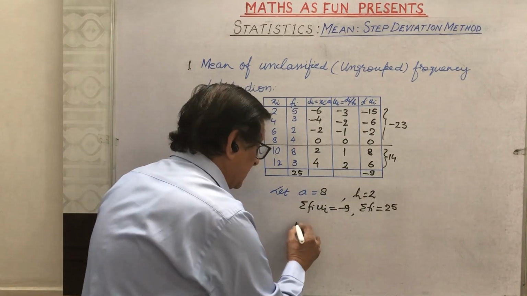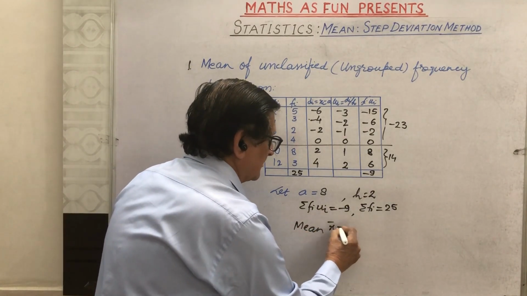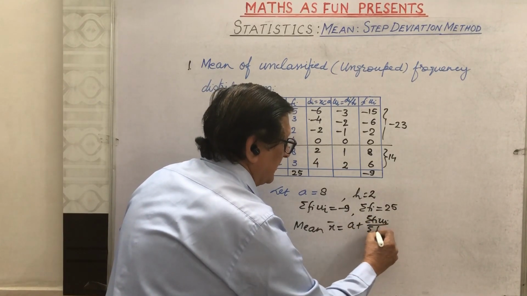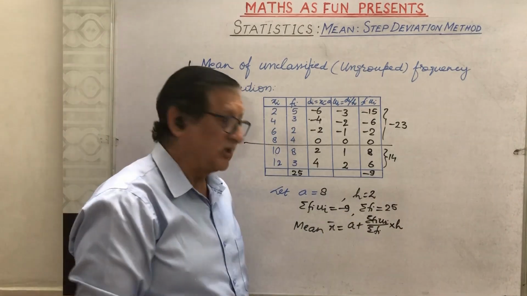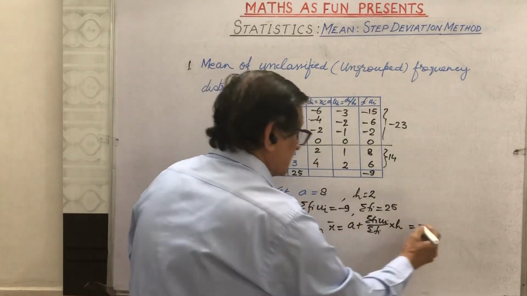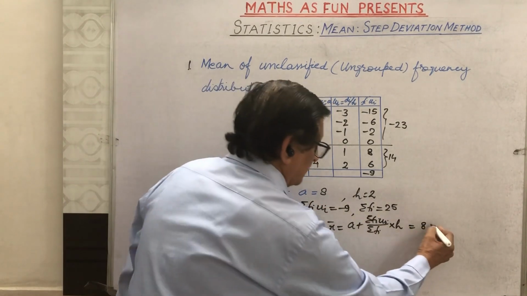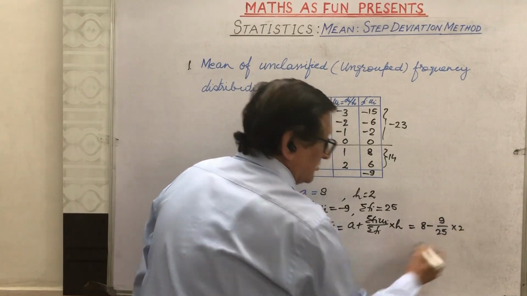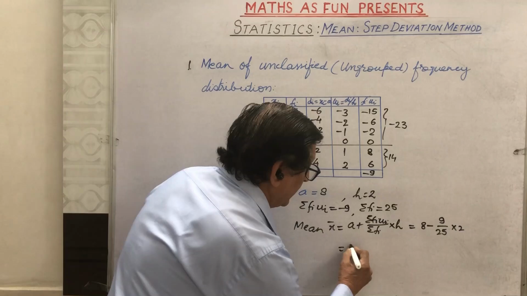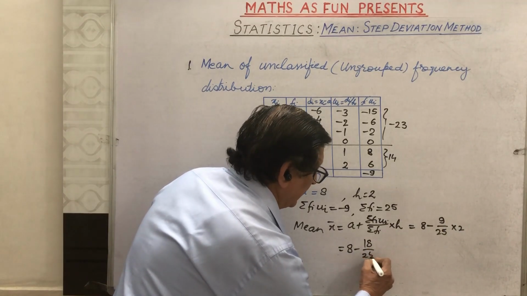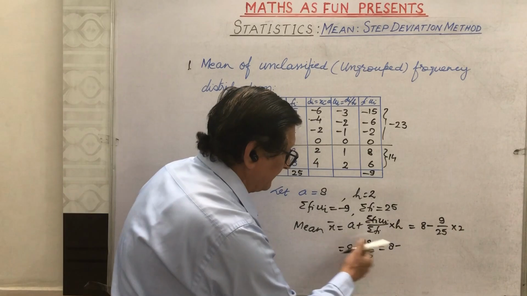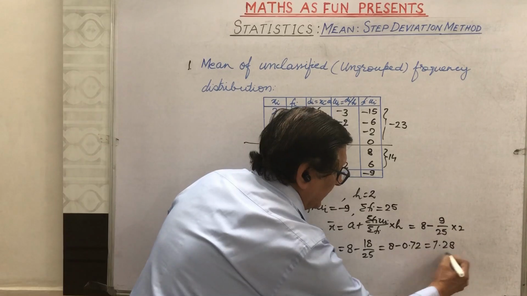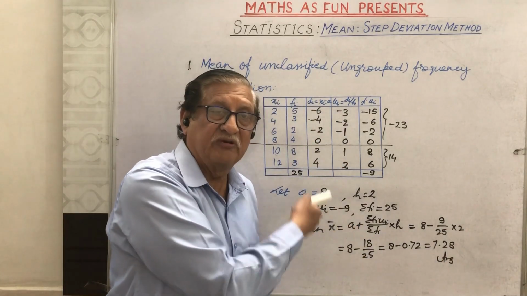Now we find the mean by the formula x bar is equal to a plus sigma fi ui upon sigma fi into h. Substituting the values we get here, a means 8, this is negative so it becomes minus 9 upon 25 into h, that is 2, which is equal to 8 minus 18 upon 25, which comes as 8 minus 0.72. This is equal to 7.28. This is the mean of the given distribution.